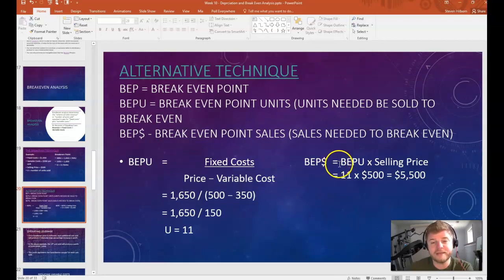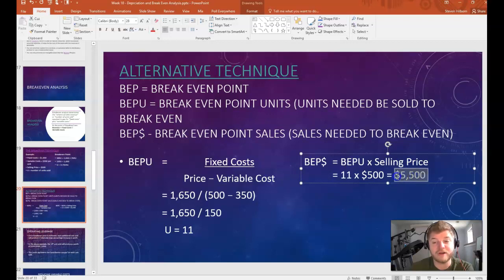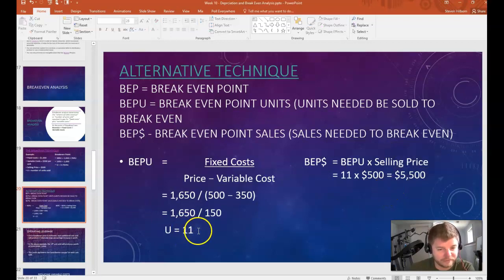BEP dollar sign is how many units times the selling price. So 11 times 500 equals 5,500, which means we need to sell $5,500 worth of our tables to break even. That's what that is. And it's the same thing here. It's just 11 units times 500.